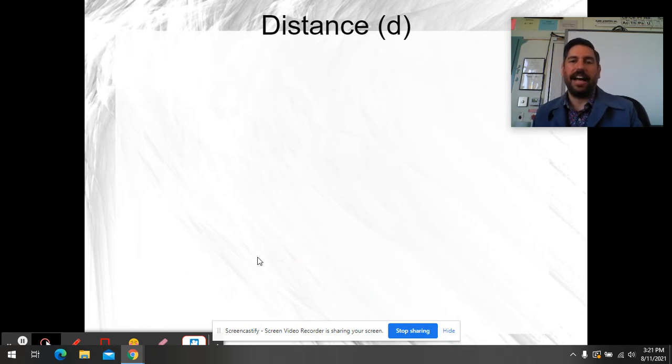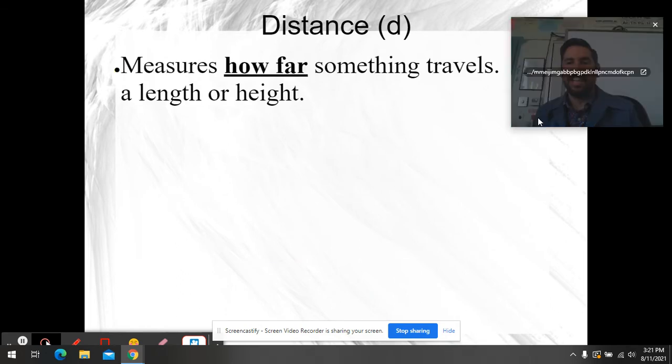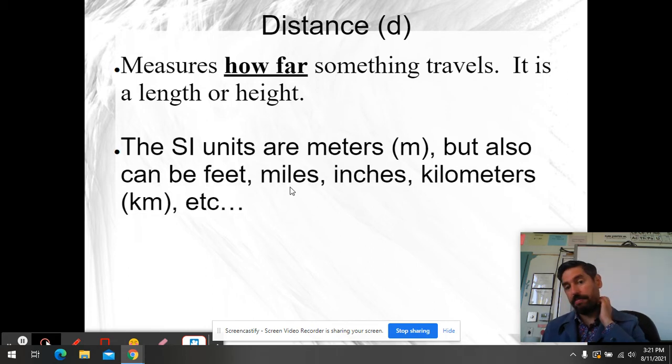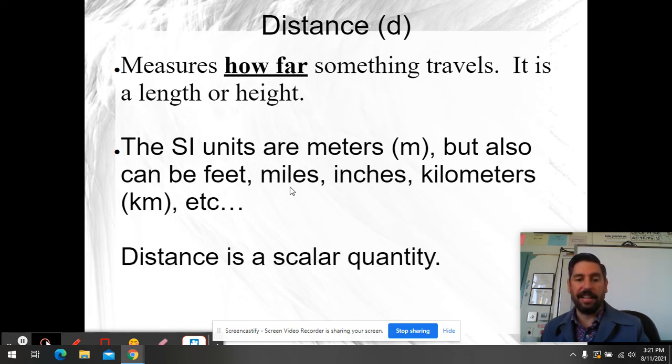Distance has the symbol d. It measures how far something travels. It can either be a length or a height. And it is measured in meters. So something is 2 meters or 4 meters. It's a scalar, so it doesn't give us anything other than the distance. And we can use a ruler or a measuring tape to measure distance.